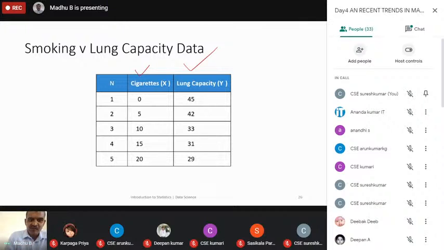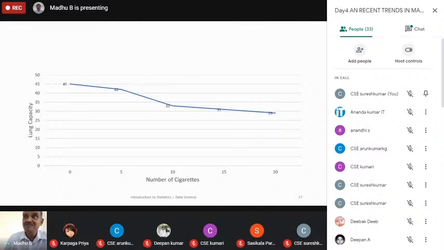Now, what do I see? When I do not smoke, the lung capacity is high. If I'm smoking less than or equal to 5 cigarettes, the lung capacity is slightly decreasing. But if I'm smoking between 6 and 10 cigarettes, my lung capacity falls down. And after that, it is a smooth fall. So maybe I plot this. I plotted this for a very simple reason. In the previous session, the data was ordinal.